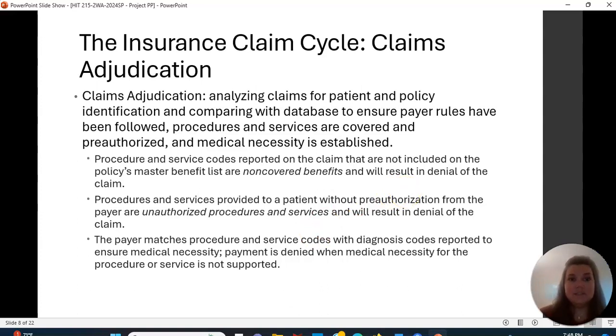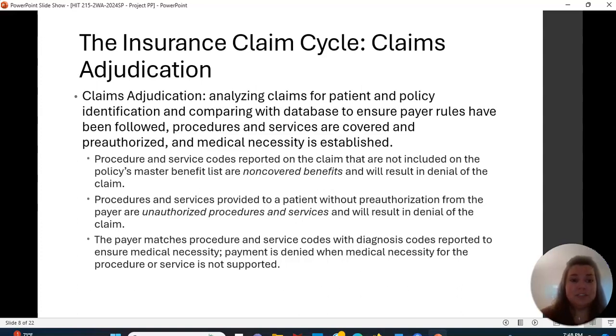So the next step in the insurance claim cycle is claims adjudication, which is a more comprehensive analysis of claims according to policy, like the health plans and the payer rules, to establish what services are covered or not covered, which ones are pre-authorized or not pre-authorized, and then also looking into medical necessity.